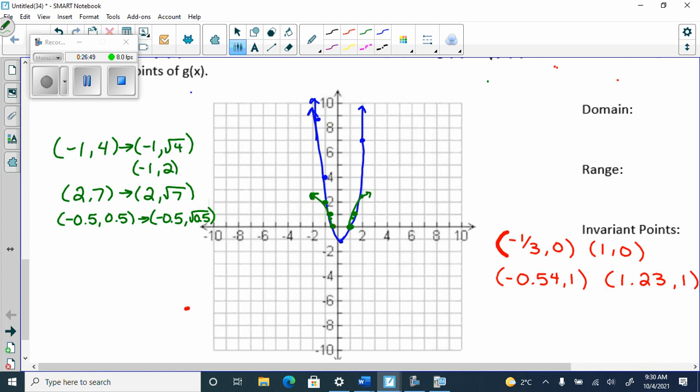So my domain is going to be x such that x is less than or equal to negative a third, or, we use the word or, I don't know why I capitalized it. I don't really want to erase it. It doesn't matter, you could have capitalized it. X is greater than or equal to 1. If I erase them, I've changed my marker size again. Stupid. x is an element of the reals.